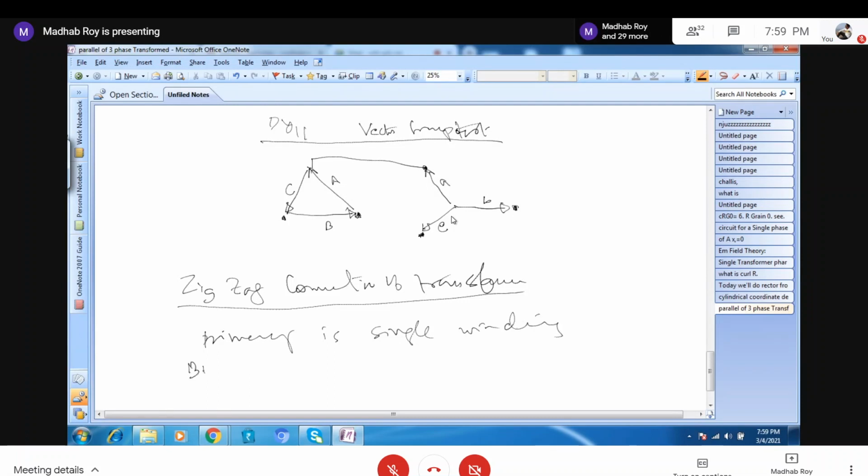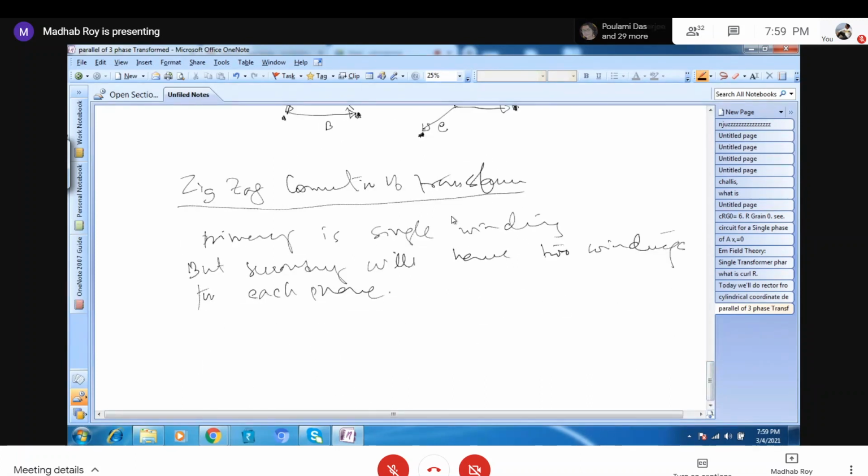but the secondary will have two windings for each phase with equal rating. Okay, with equal rating.